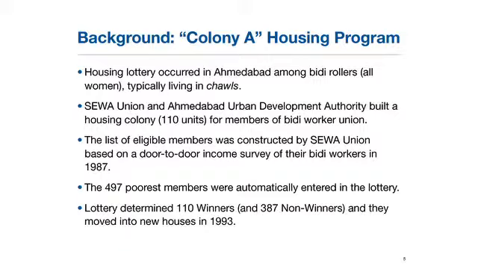So SEWA started by making a list of eligible women for the program. They went around, talked to other beedi workers, figured out what their income was, and then basically said, okay, these are the 497, about 500 poorest people in the beedi union. So these are the people who will be eligible for the lottery. Then they actually held a public drawing where they determined who would get the house and who wouldn't.